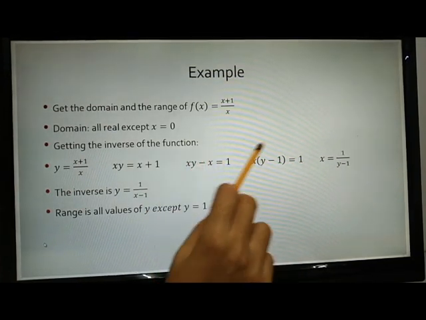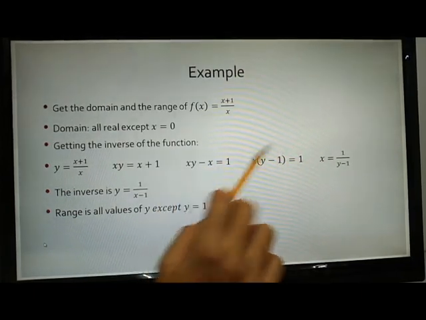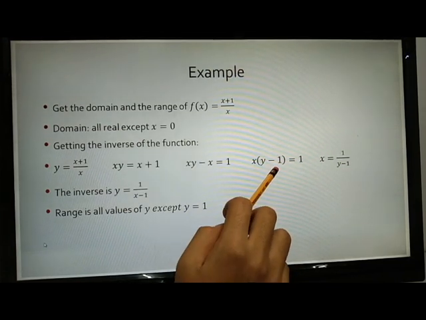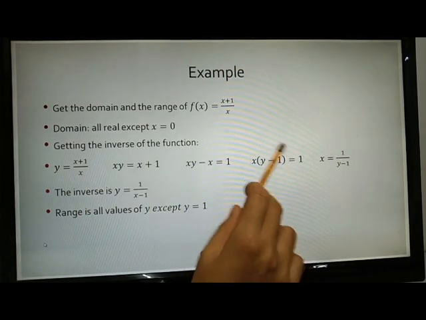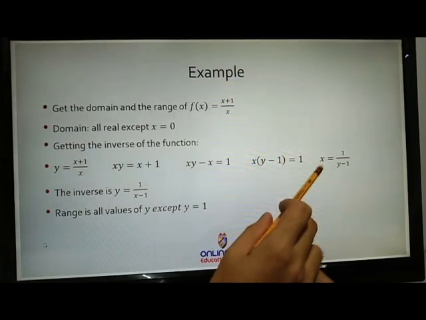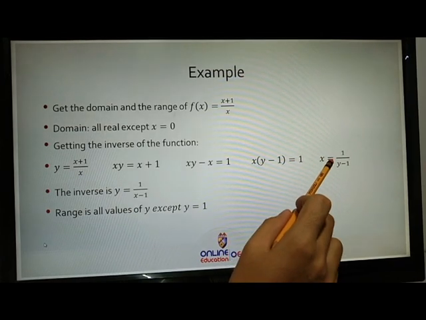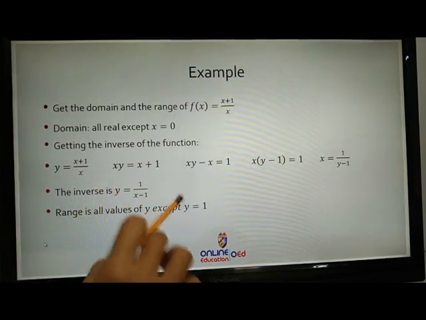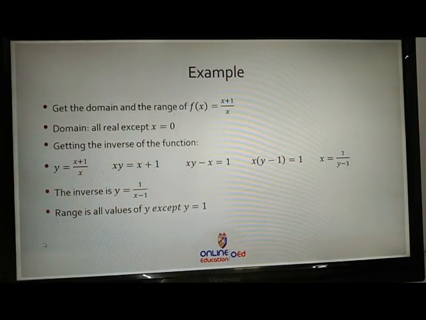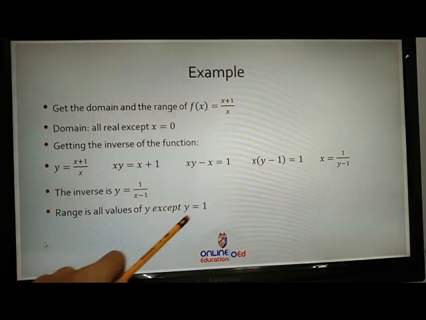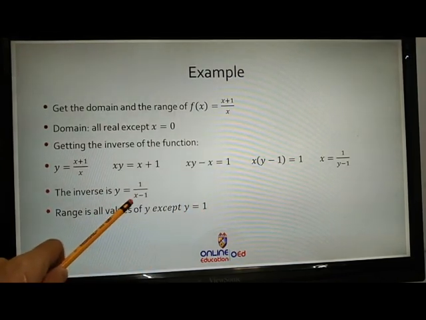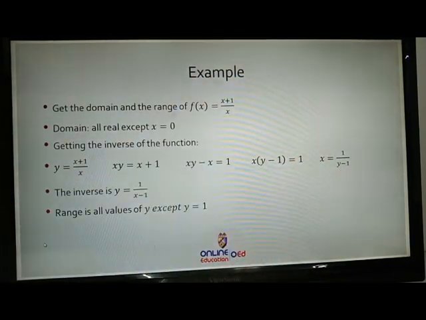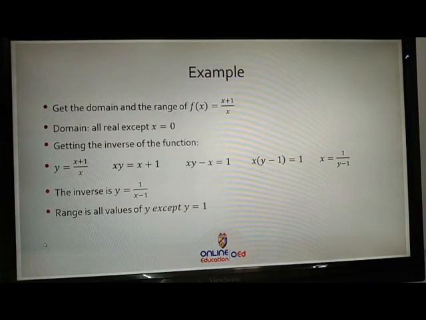Okay, x times y, xy, x times negative 1, negative x. So kopya lang yung 1. So we have to divide the whole equation by y minus 1 to eliminate this term. Okay, para x na lang may iwan. So cancel to. So magkakaroon tayo ng x equals to 1 over y minus 1. So the inverse is y is equal to 1 over x minus 1. So range is all values of y except y is equal to 1. Hindi pwedeng maging 1 si y dahil magiging undefined yung given equation.